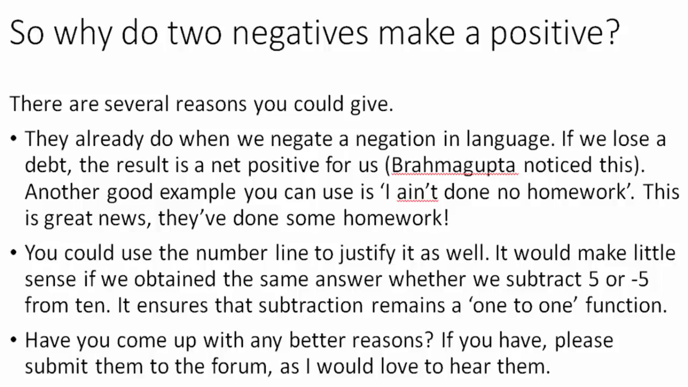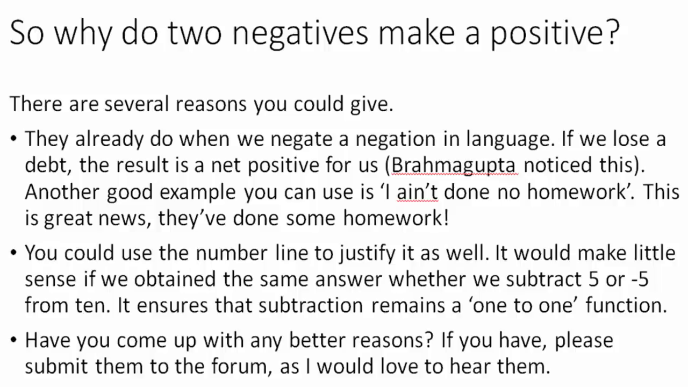You can also use the number line to justify it as well. It will make obviously little sense. If I was doing 5 minus 5, and obviously that's 0, well, if 5 minus minus 5 was also 0, the first thing I'd say is, what's the point of negatives then? They don't do anything else. They're not new numbers. And so if they go to exactly the same value under subtraction as positive 5 does, it means subtraction actually becomes a one-to-many function, and that's actually a real problem.